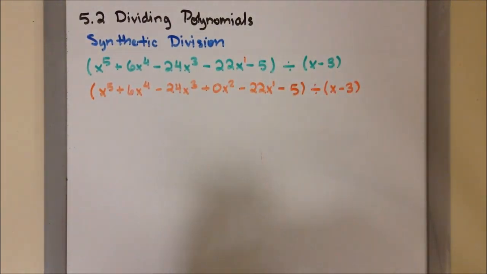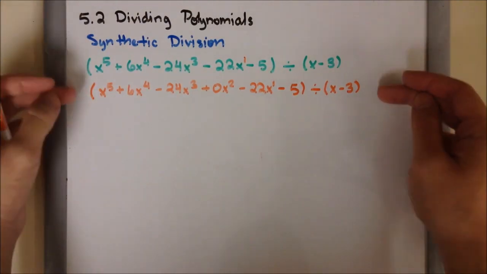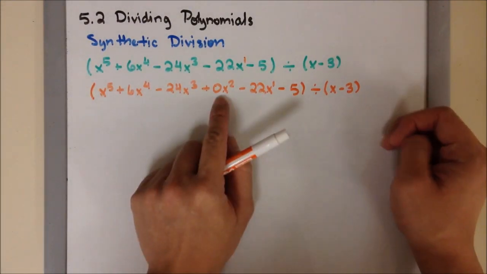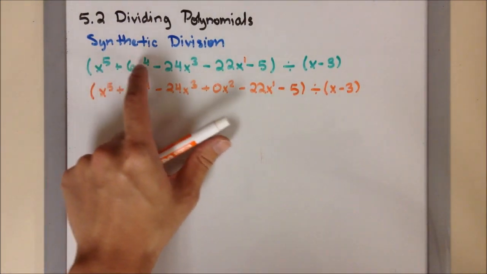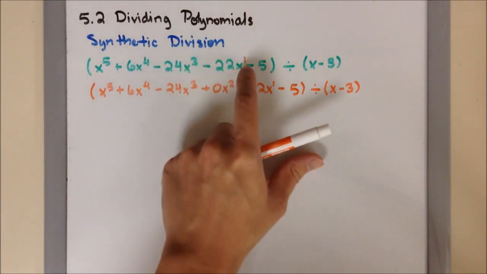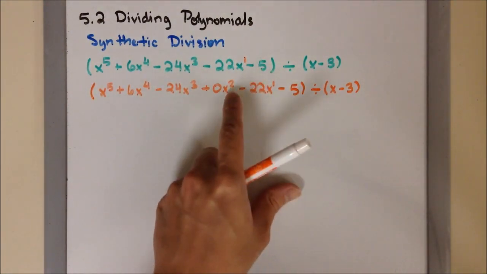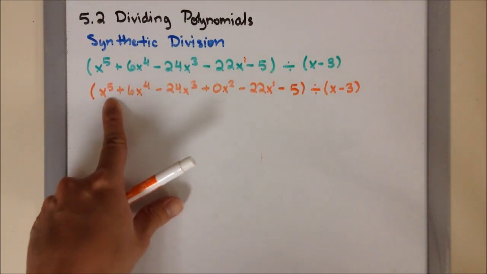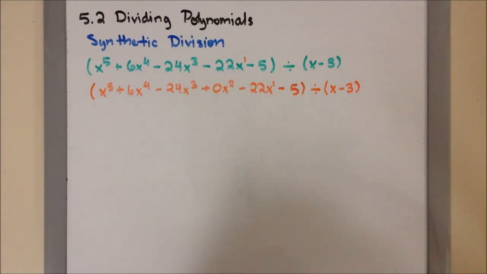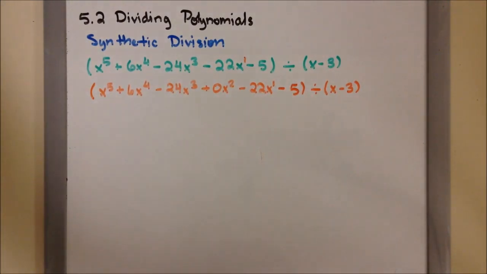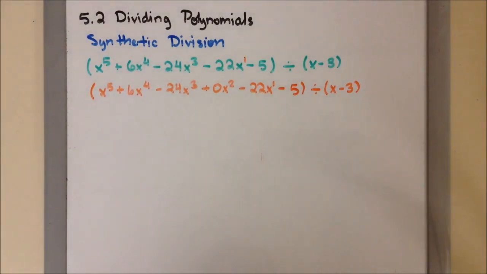Alright, so the only thing different from the original to the one I just wrote was I filled in 0x squared, because in the original 5, 4, 3, then it jumped to 1, that means I was missing that 2. So now the one I wrote, 5, 4, 3, 2, 1, and then regular number, we're good to go. So let's set up for the work in synthetic division.